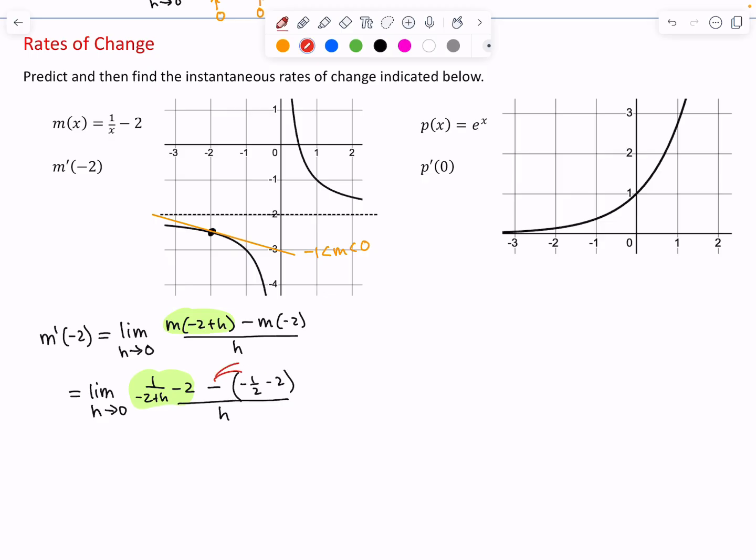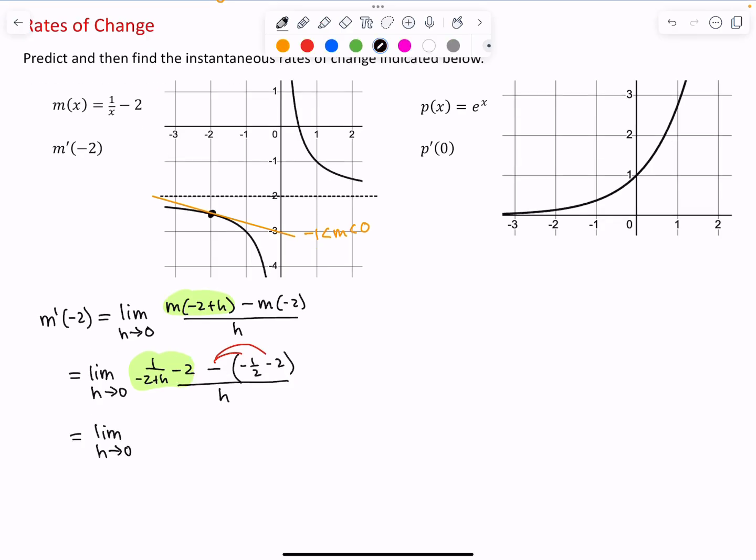Now when this negative distributes, there's going to be a plus 2, meaning this -2 and this -2 are going to wind up canceling each other after I distribute the subtraction. So that takes us to this expression. I still can't plug in h equals 0. This is a complex fraction. I'm going to multiply the top and bottom by the LCD of all the subfractions. So the product of these two denominators will be that LCD. So I need to multiply by 2 times -2 plus h. Distribute and simplify through the numerator, but leave the denominator factored.